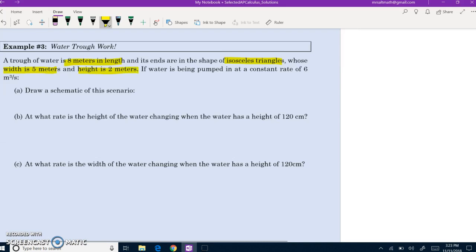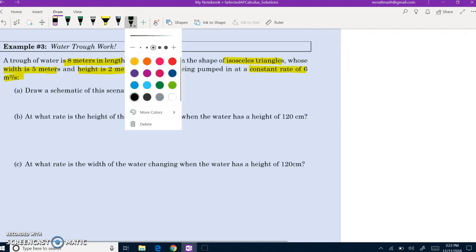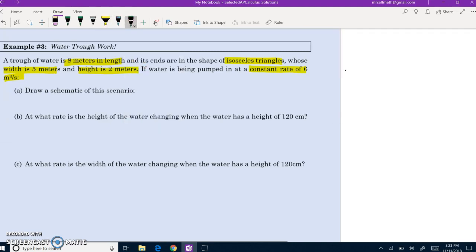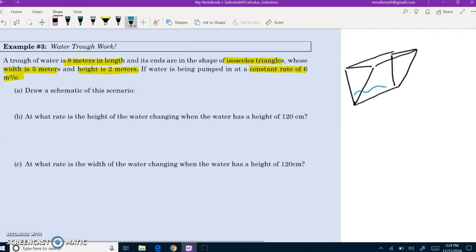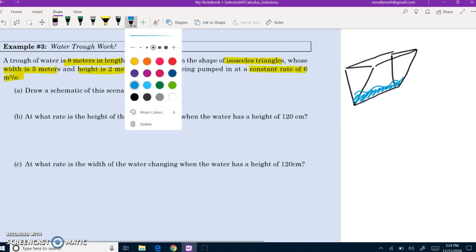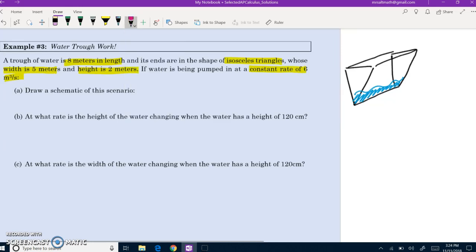If water is being pumped in at a constant rate of 6 meters cubed per second, then the first thing that it wants us to do is to draw a schematic of this scenario. So we just want to go back and create that picture that we had done in our notes when we first started this problem. We're making a water trough here. If we have an isosceles triangle with our water trough, we can label certain values based off of the problem setup and based off our knowledge of the geometric setup.